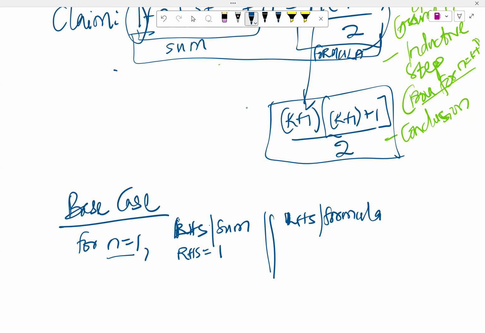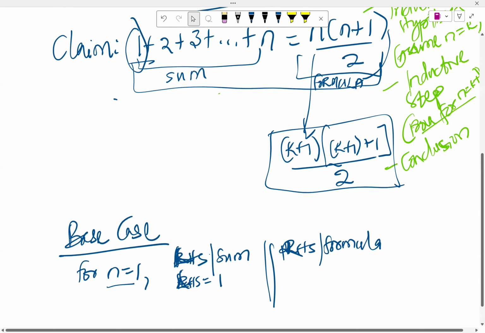This is the left-hand side. The left-hand side is a sum. The right-hand side is a formula. So what's the formula? n into n plus 1.